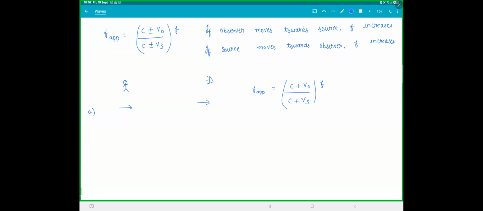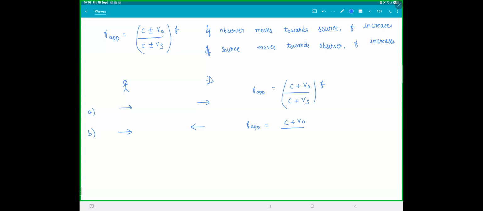Is that making sense? So you just need to check whether it will increase or decrease and appropriately put it. For example, if it is this way, what will you do for this guy? What is the observer trying to do? Observer is trying to go towards, so frequency should increase.